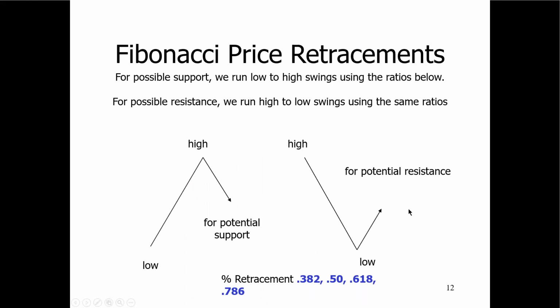I use three different types of price relationships to run my price work. I use retracements, I use extensions, and I use projections. Let's go over each of those, and hopefully this will give you a better understanding of what I'm trying to do every single day. For potential support, I'm going to run prior low to high swings and retrace using 0.382, 50%, 0.618, and 0.786. Or I'm going to take any high to low swing and use those same ratios to look for possible resistance. Here are a couple of examples of that.